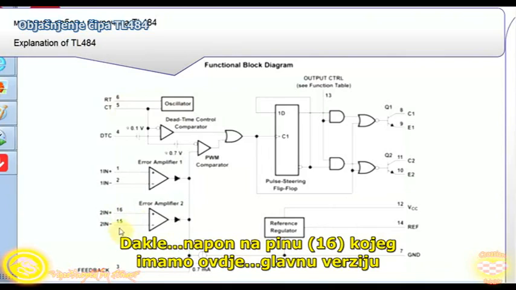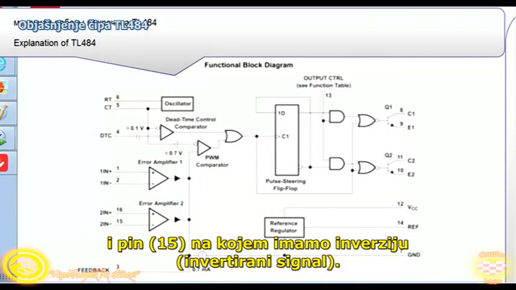So the voltage here on 16, then we have no inversion, and 15 we have an inversion.